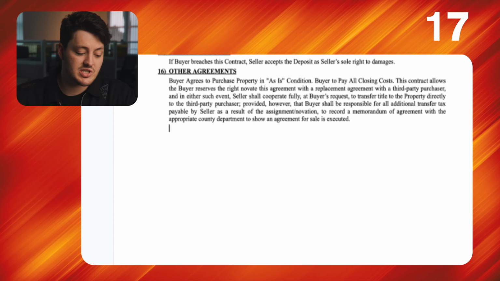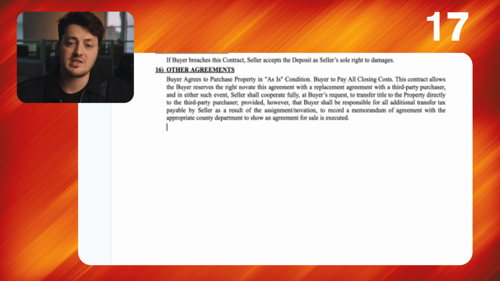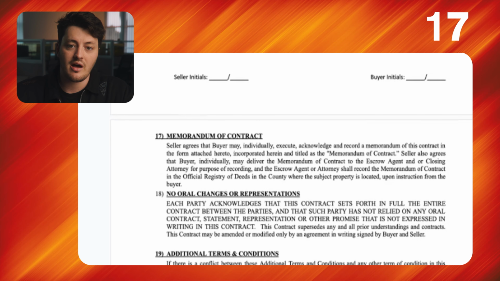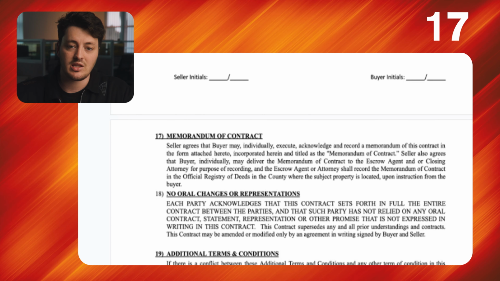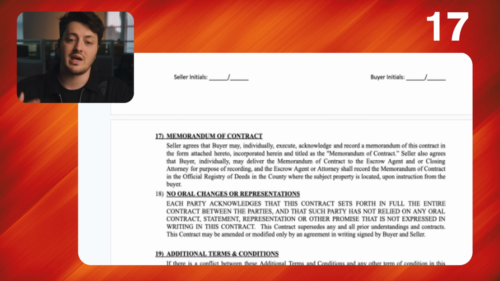Number 17 just states the memorandum of contract. This allows you to record your purchase agreement with the county clerk's office, protecting you if the seller tries to sell the home to anybody else.